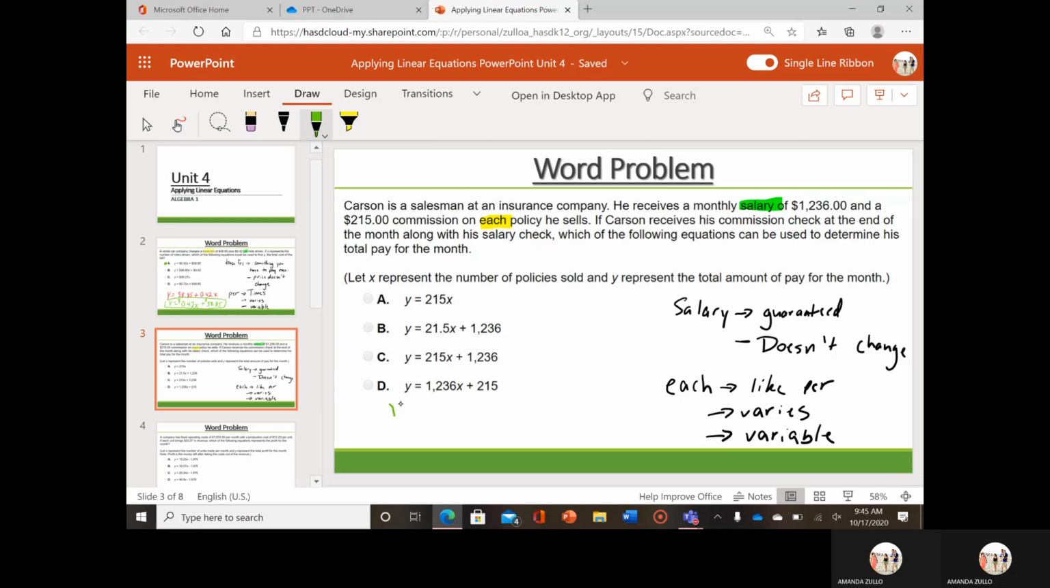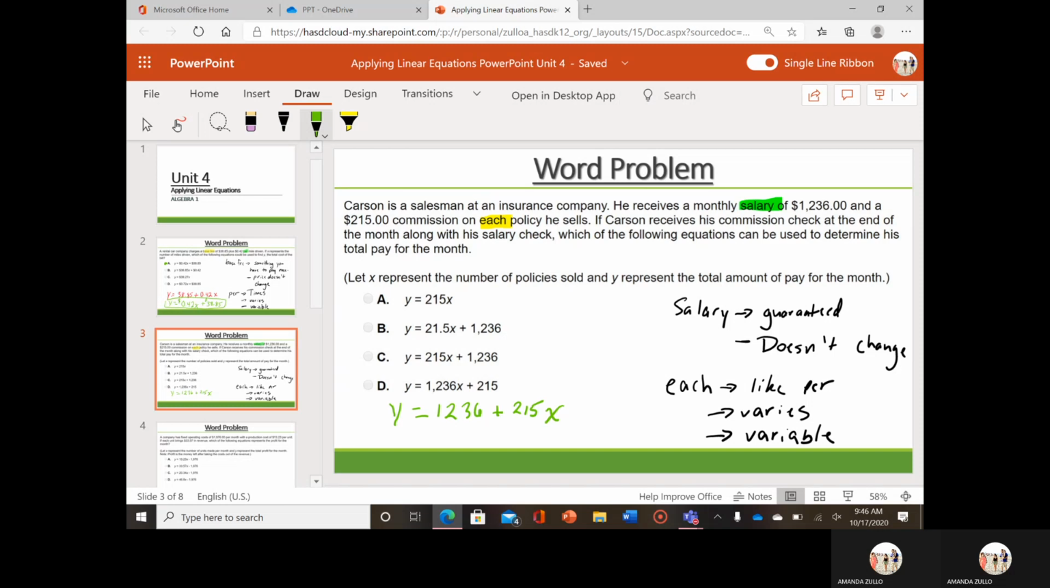So we have Y equals the total amount he earns equals. Well, he's definitely earning $1,236. That's not changing. If it doesn't change, it doesn't get a variable. Okay? And usually the word and means plus. In addition to him getting that salary, he's also going to be earning $215 on each policy he sells. $215 on each variable.